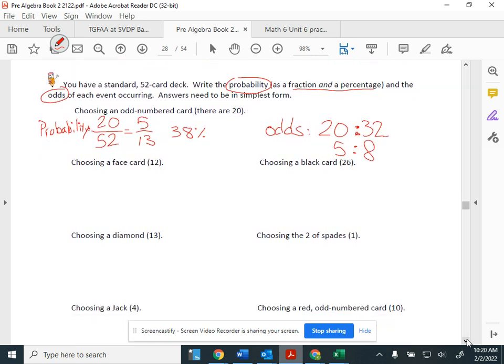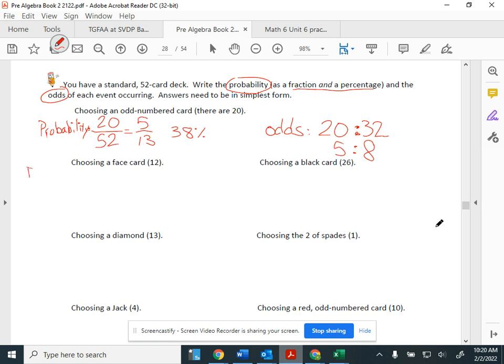But don't we need to get a percentage for the odds? No. Write the probability as a fraction and a percentage and the odds. You can't get a percent if it's not a fraction. Odds are a ratio. You can't do percentage of a ratio. You can only do the percentage of the fraction. So now we need to find the probability and the odds of choosing a face card.